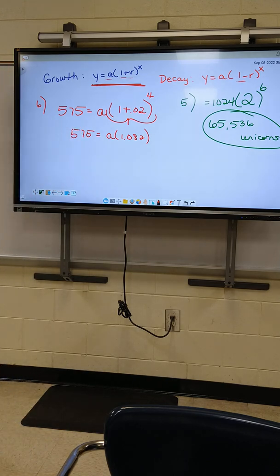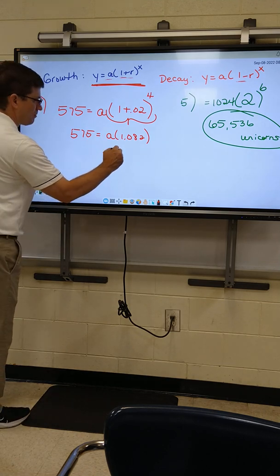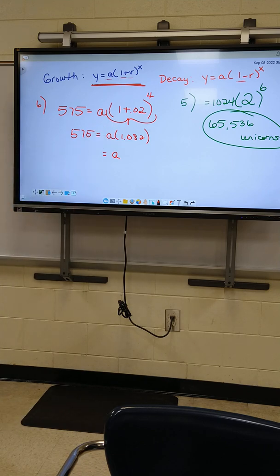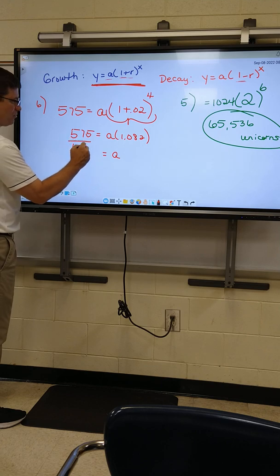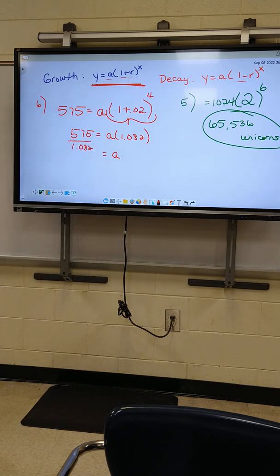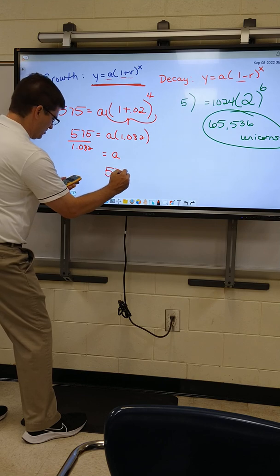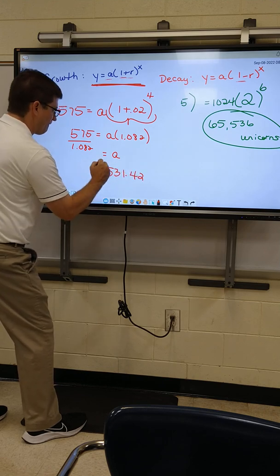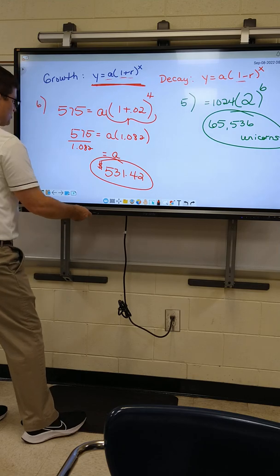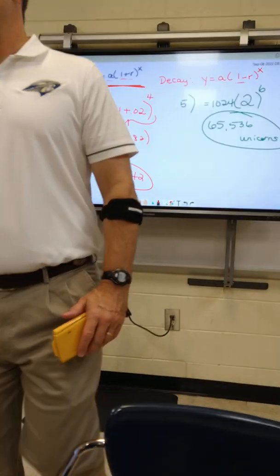All right, so I said this one's got an extra step. What's the last step going to be if I want to solve for A? What do I do with that 1.082? We divide it. So y'all do 575 divided by 1.082. That will give you how much money you started with. 575 divided by 1.082 is, all right, I got $531.42. All right, so I showed you guys how to do number 6. You guys now try number 4.